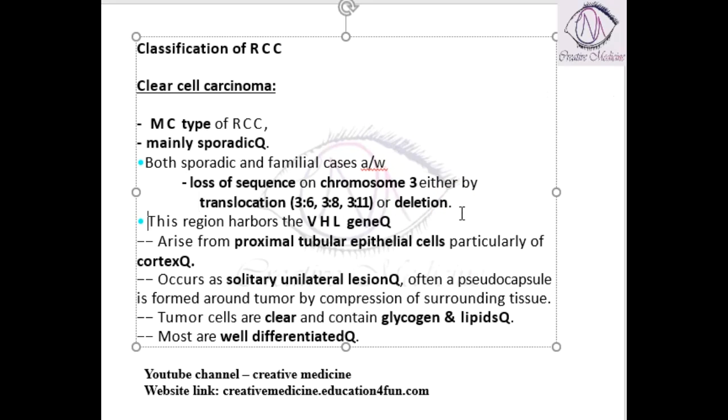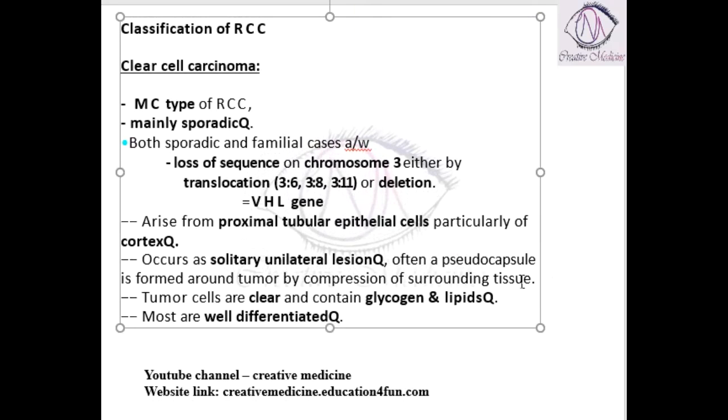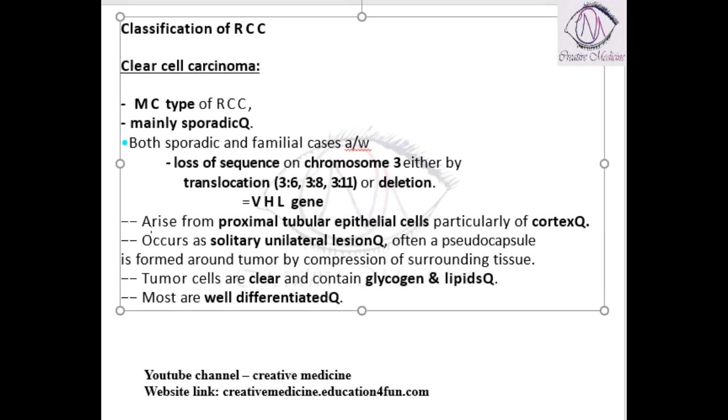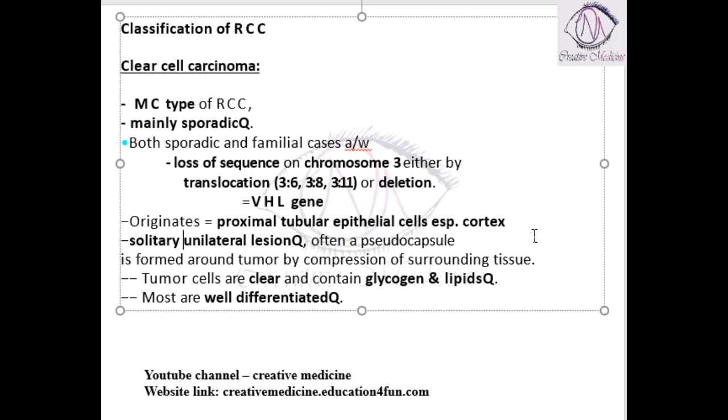This region which is translocated on chromosome 3 mainly contains the VHL gene, that is von Hippel-Lindau's gene. That is the reason why clear cell carcinoma in most cases is associated with von Hippel-Lindau's gene, and this clear cell carcinoma arises from the proximal tubular epithelial cells of the kidney, especially from the cortex.